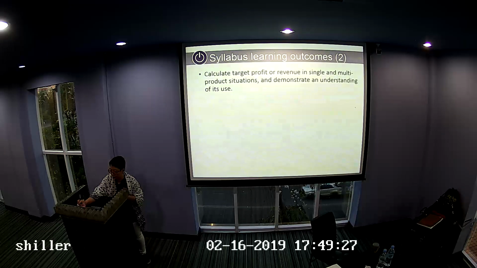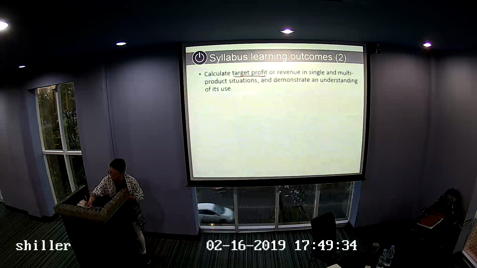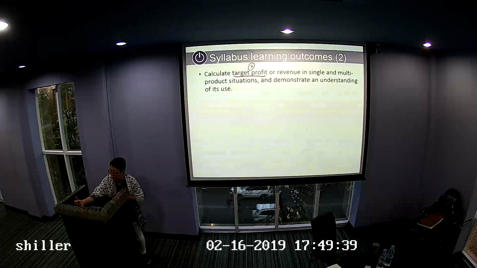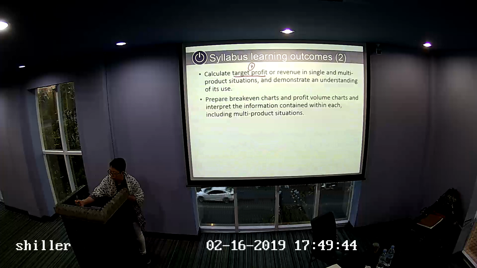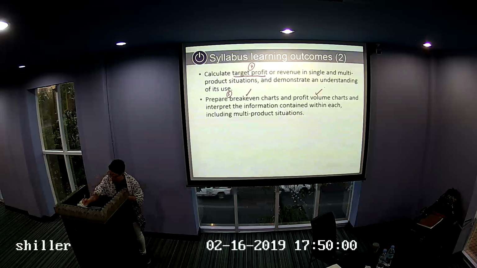Now, one other thing. Calculate. What is that number now? 1, 2, 3, 4. Target profit. And how does it help again in decision making? And number 5 is to prepare different charts. There's the break-even chart, and there are the profit volume charts. So you must be able to come out of this knowing how to do this.